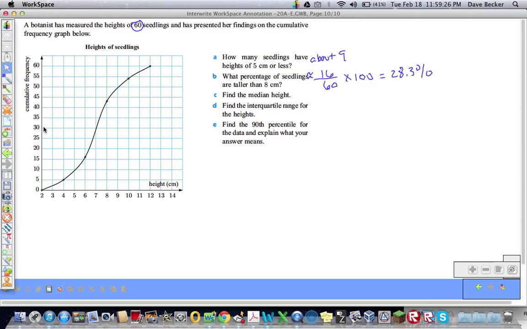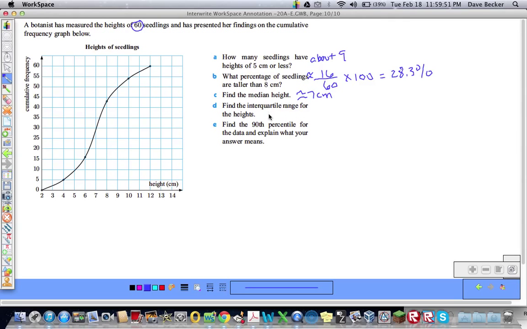So I'm looking at 30. I don't think I need to draw a line here, but I'm looking at 30. It doesn't quite intersect there, but it's pretty close. If I go straight down, the median is about 7 centimeters because it corresponds with the 30, halfway for the number of seedlings. So I'm going to say about 7 centimeters.